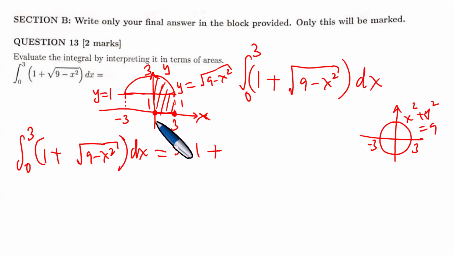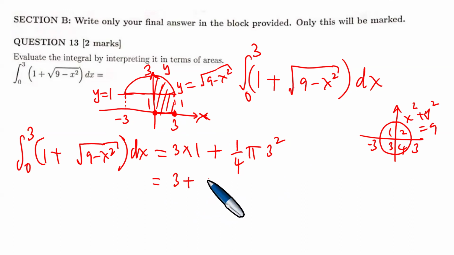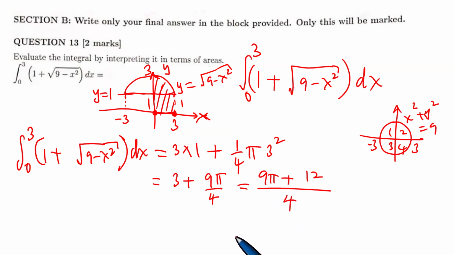Okay. So if you agree at this point that this becomes a quarter circle, because a full circle is 4 parts, then this is 1/4 pi, and the radius is 3 squared. And therefore, this is 3 plus 9 pi/4. Okay, and this is the answer. You can write it as (9 pi + 12)/4. Okay, so this becomes the answer to the question.